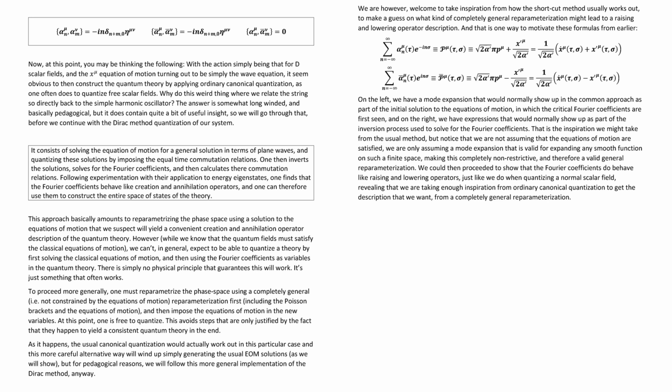This is the inspiration we might take from the usual method, but notice that we are not assuming that the equations of motion are satisfied. We are only assuming a mode expansion that is valid for expanding any smooth function on such a finite space, making this completely non-restrictive and therefore a valid general reparametrization. We could then proceed to show that the Fourier coefficients do behave like raising and lowering operators, just like we do when quantizing a normal scalar field, revealing that we are taking enough inspiration from the ordinary canonical quantization to get the description we want from a completely general reparameterization.